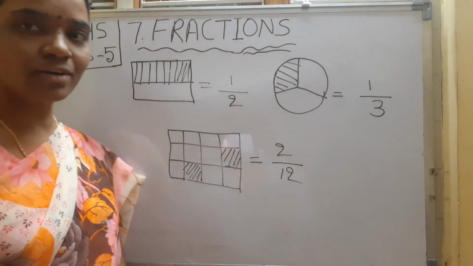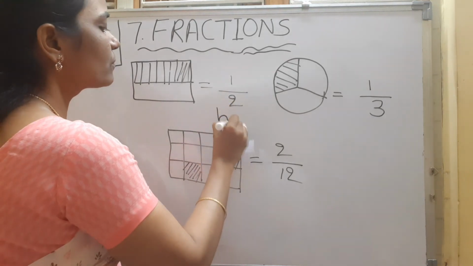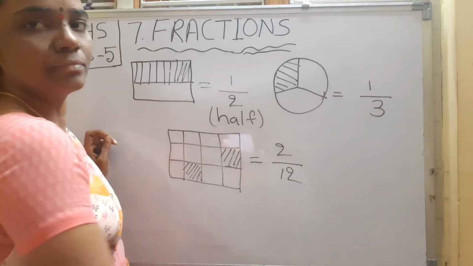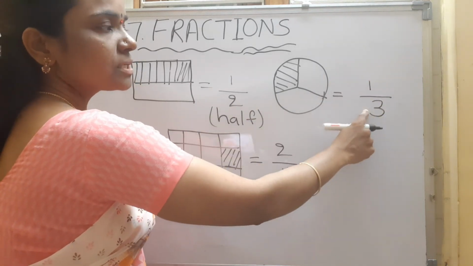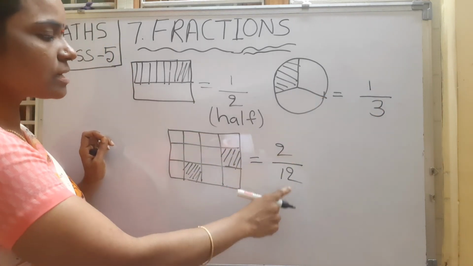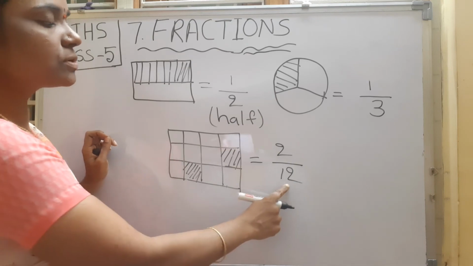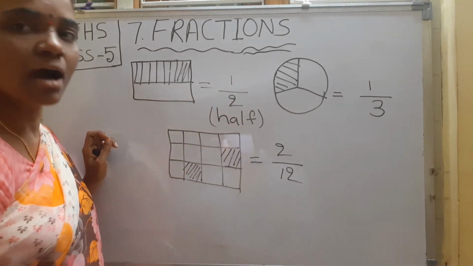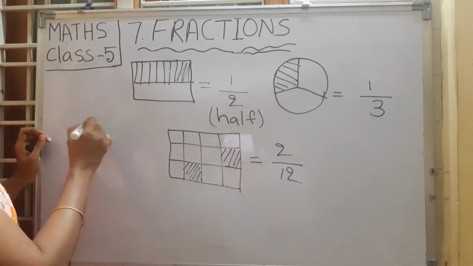So 1 by 2. What is another name for 1 by 2? Half. Yes. This is 1 by 3, which means out of 3 parts, 1 part is colored. 2 by 12 means out of 12 parts, 2 parts are colored. 1 by 2 means half. Take another picture.